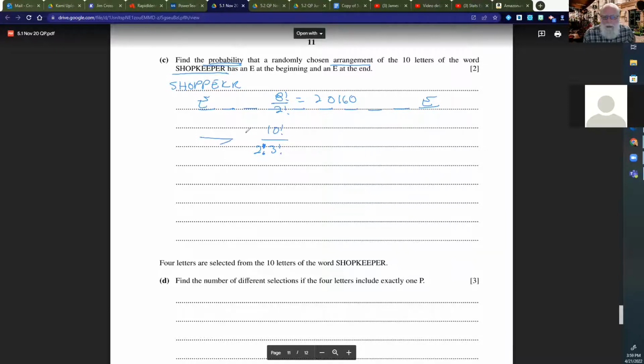This is the total number of ways to arrange the letters in the word shopkeeper with no restrictions. This is the total number of ways to arrange the letters in the word shopkeeper where there's an E on each end. This is what I'm interested in. And this is going to be the number of ways, the total possible ways of arranging the word shopkeeper. What's 10 factorial divided by 2 factorial times 3 factorial? 302,400. Now, my answer is this fraction. What is 20,160 divided by 302,400?